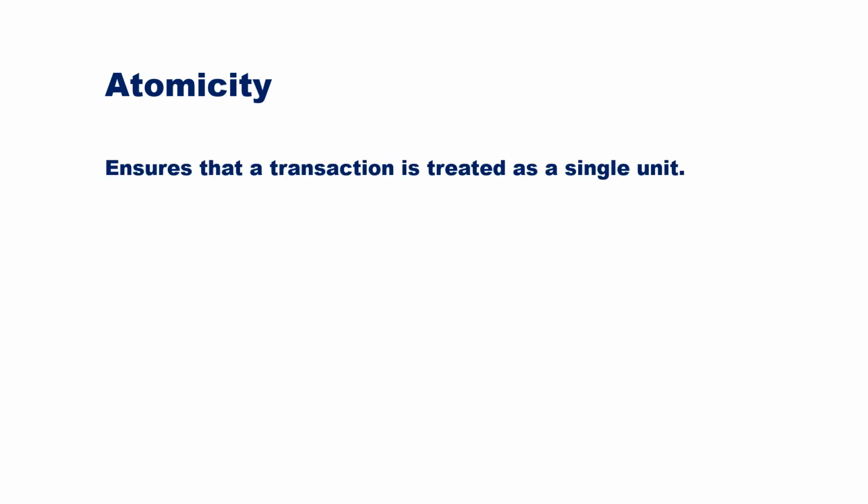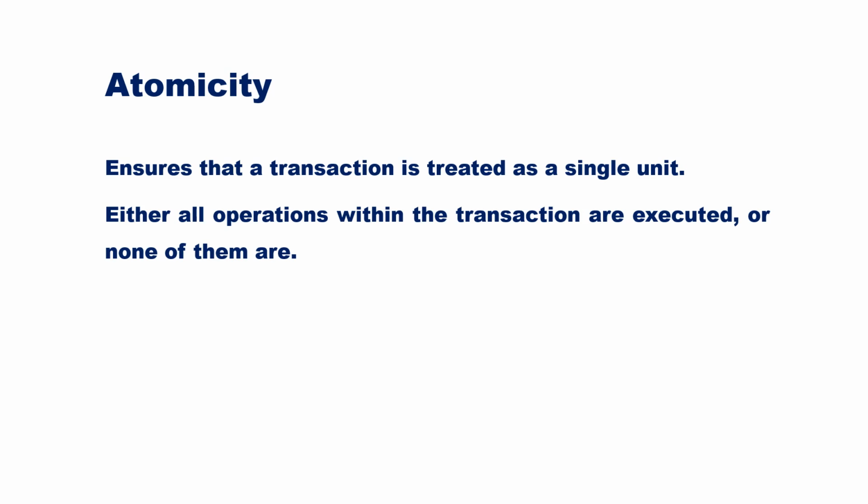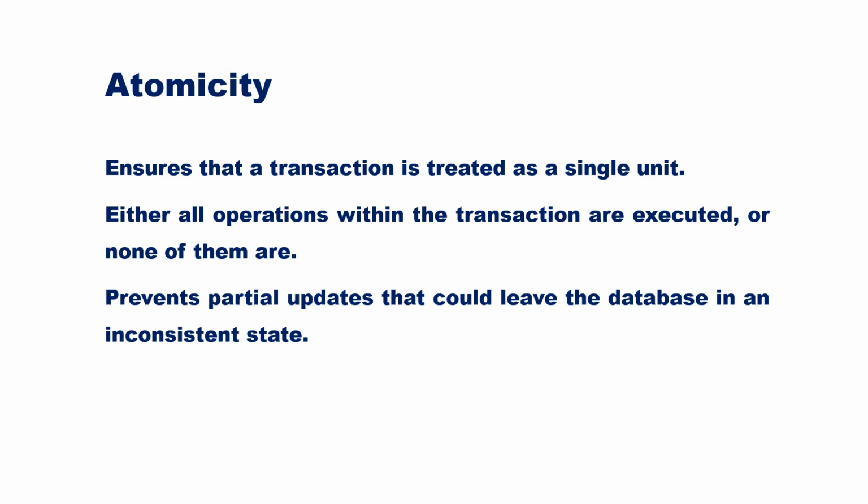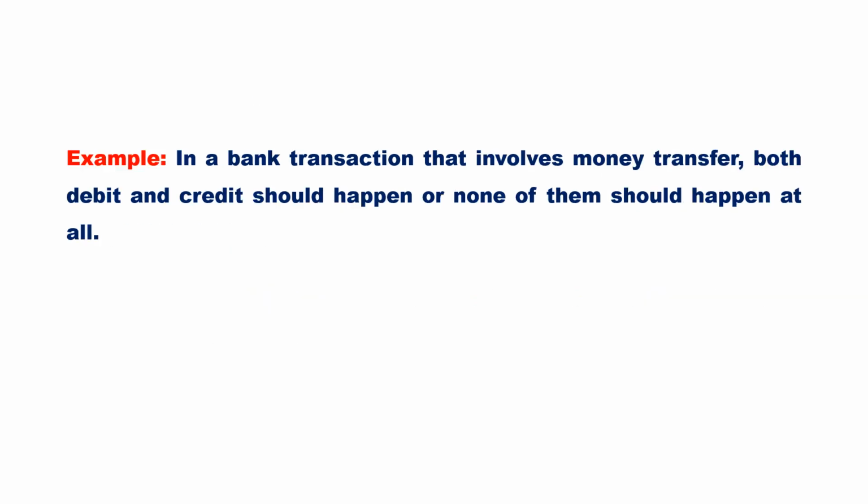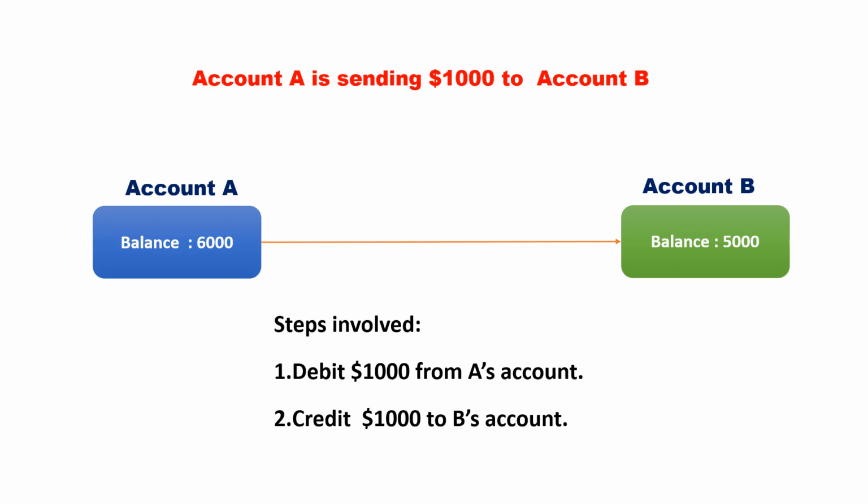Atomicity guarantees that a transaction is treated as a single, indivisible unit. This means either all operations are executed, or none of them are. It prevents partial updates that could leave the database in an inconsistent state. For example, in a bank transaction that involves money transfer, both debit and credit should happen or none of them should happen at all. Let's revisit our banking example.